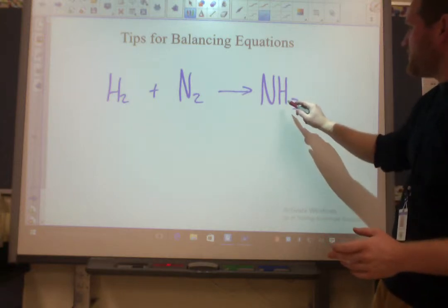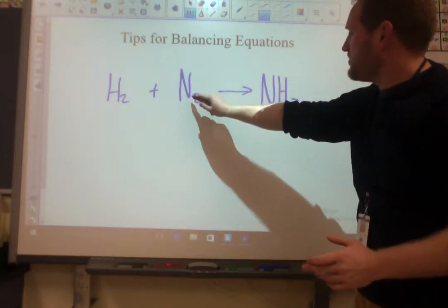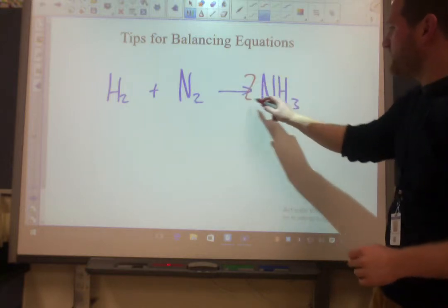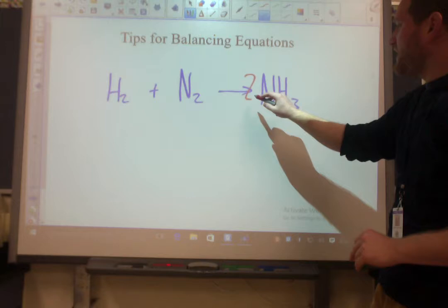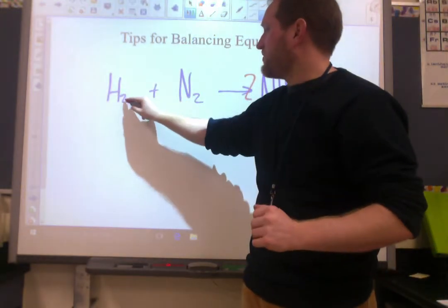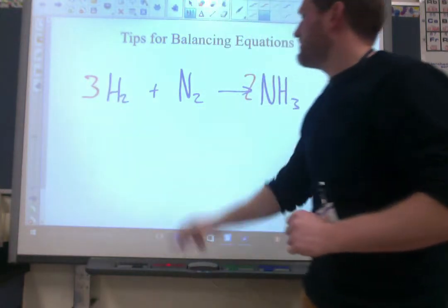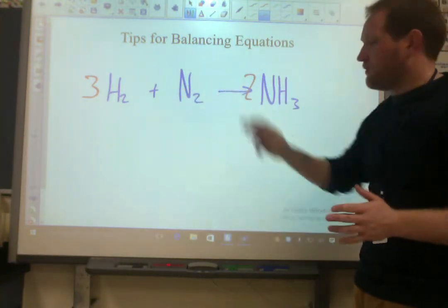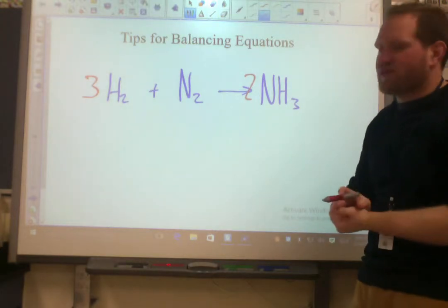So here I'm seeing 2 nitrogens, 1 nitrogen, so let me put a 2 in front of this, so nitrogens are now balanced. But now you can see I have 2 times 3 is 6 hydrogens, so I need a number here. Since that's a 2, I'm going to put a 3 there. So it's 3, 1, 2. If it's a 1, you don't put a 1. You just leave it blank. And now you can see this is balanced.